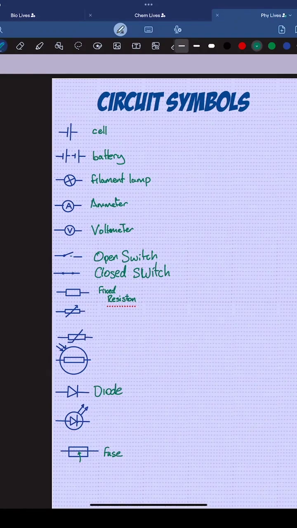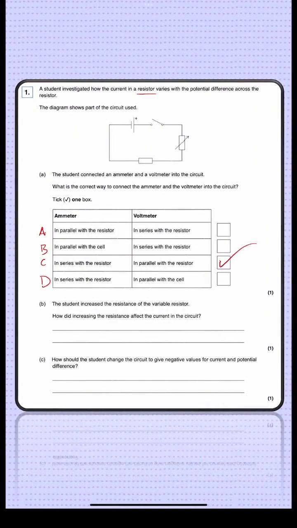So ammeter needs to be connected in series. That means everything has to be in the same loop. Voltmeter needs to be connected in parallel. So the answer is going to be this.